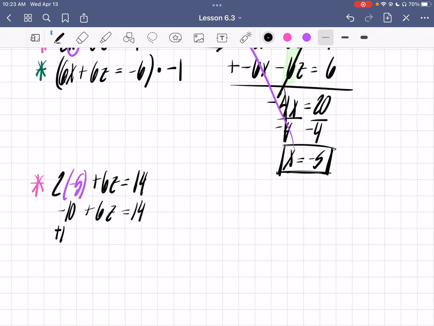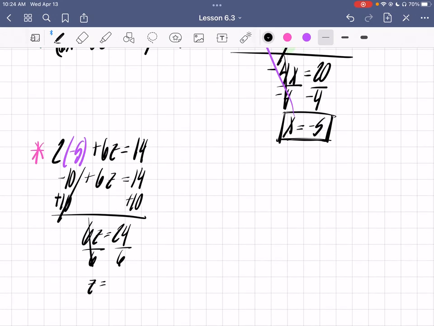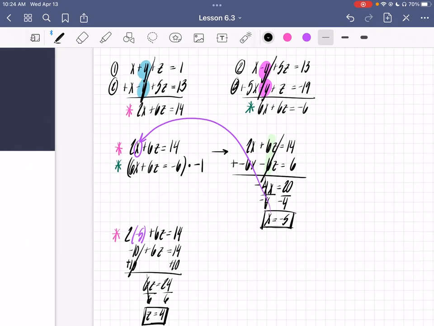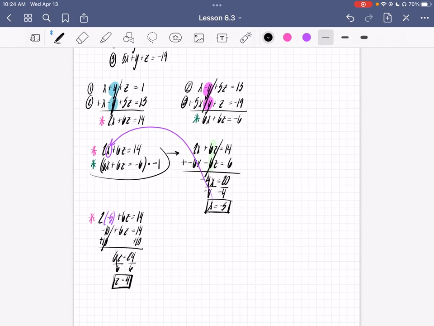Continue solving. So at least all of this is just a bunch of algebra. I get 24, divide by 6. I get z equals 4. Okay, great. I'm almost done. So I have two of my three variables. I have x and I have z. So now I am done with these two equations that just have two variables because there's no y in there and I need to find a y.